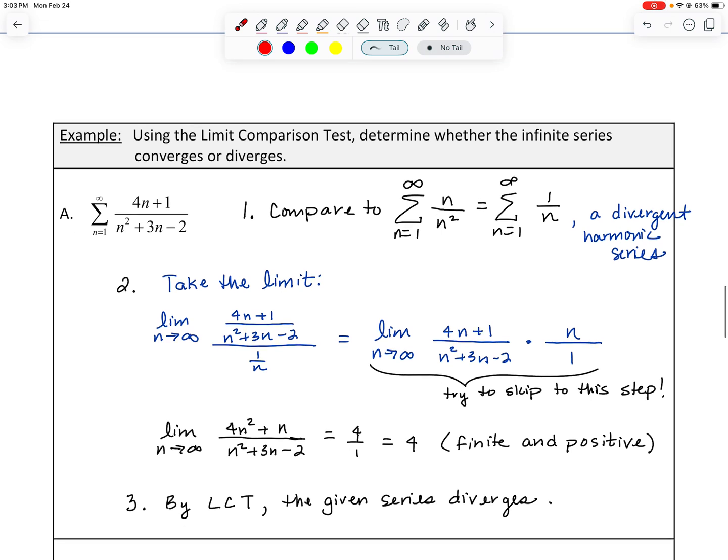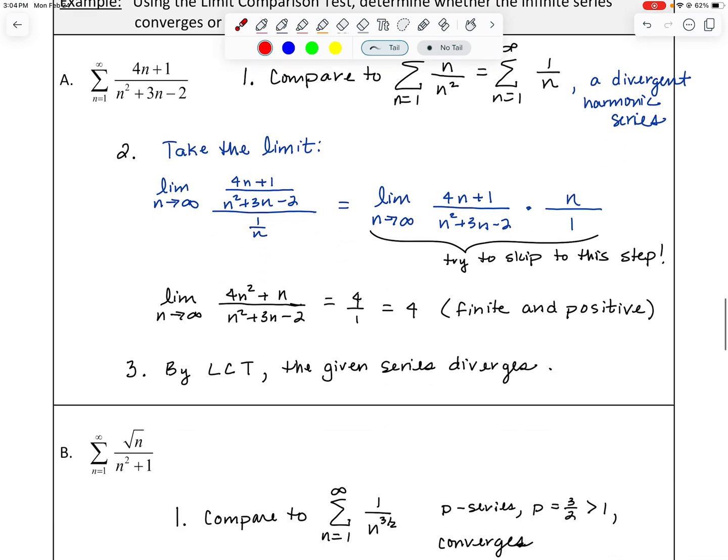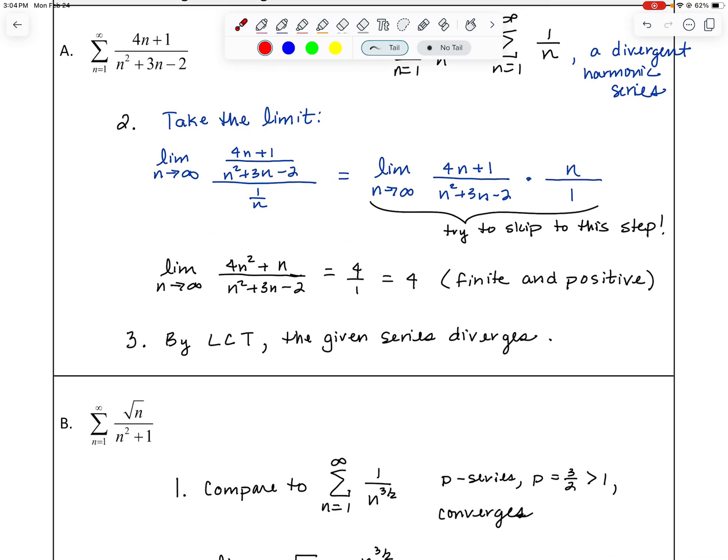And what we're going to do is take the limit of our original divided by our comparison, the series we're going to compare it to. So I have 4n plus 1 all over n squared plus 3n minus 2. So this is like my a sub n, and I'm dividing it by my b sub n. You're going to take the reciprocal of 1 over n and multiply it by your numerator, and that's always going to happen. So try to go straight to this step so you can save yourself some writing, and just flip that denominator term. And we're taking the limit as n goes to infinity.